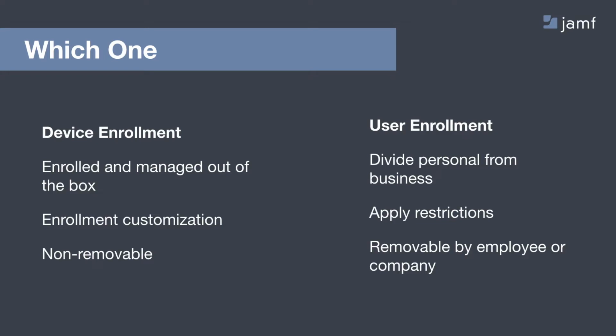Then there's user enrollment, where maybe a user or a student is bringing in their device to the organization. We want to make sure that we divide personal from business information, not lock down their personal device, but just keep business information separate from personal. That way, it helps with that work-life balance. But we know that also making sure we can apply the right restrictions to that device for security policies and meet everyone's needs within the organization.